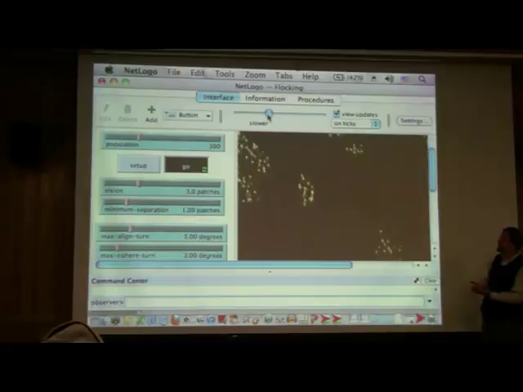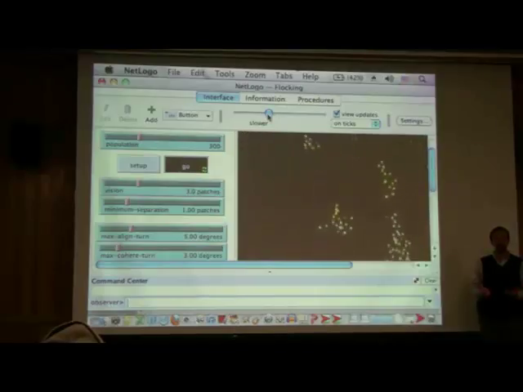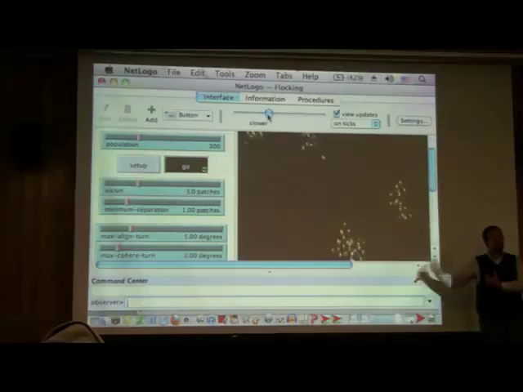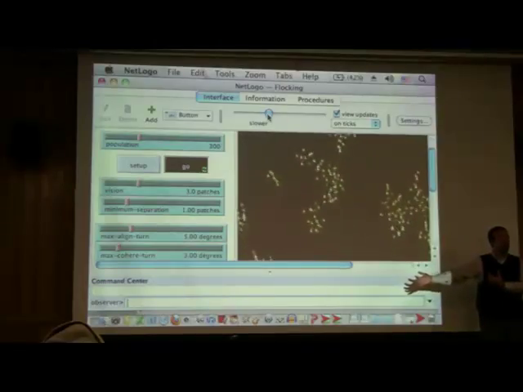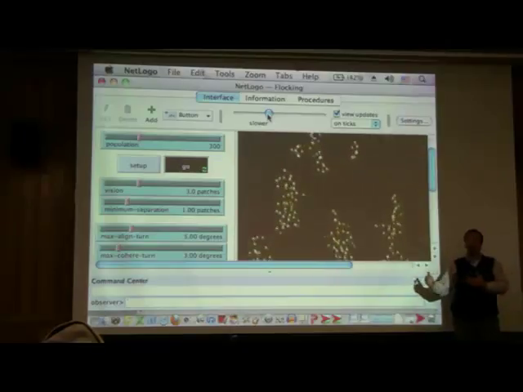And there are also limitations to how an individual starling behaves. How quickly can it turn? How far can it see? How much space does it want, a minimum space from the next starling? But it also desires a maximum space. How close does it want to be? How close is it willing to be?